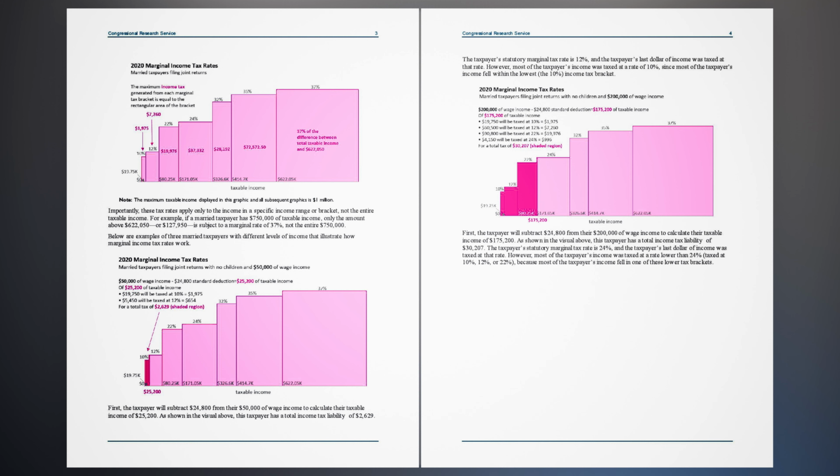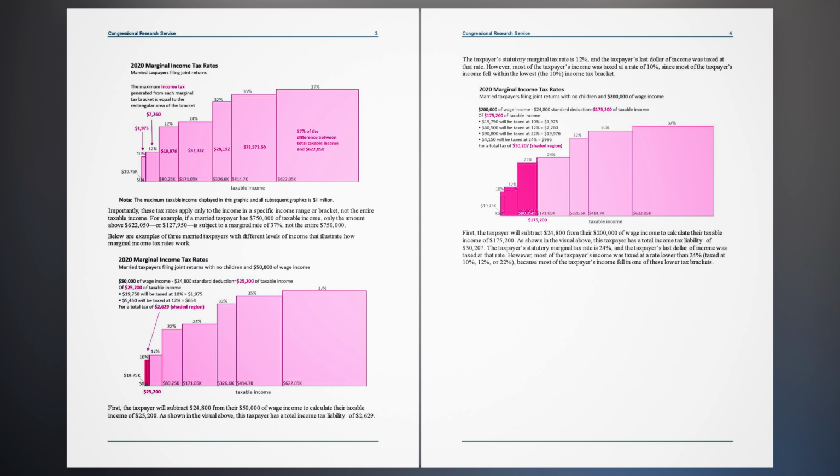Importantly, these tax rates apply only to the income in a specific income range or bracket, not the entire taxable income. For example, if a married taxpayer has $750,000 of taxable income, only the amount above $622,050, or $127,950, is subject to a marginal rate of 37%, not the entire $750,000. Below are examples of 3 married taxpayers with different levels of income that illustrate how marginal income tax rates work.